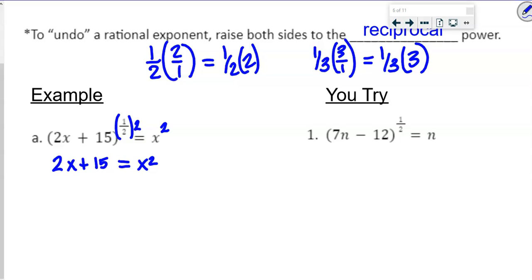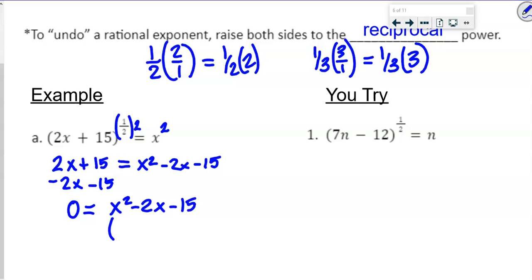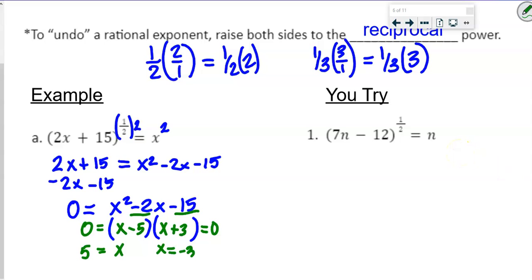So we're going to subtract the 2x and the 15. So that's going to be minus 2x minus 15. So this is going to be 0 equals x squared minus 2x minus 15. So now we're going to factor this. What are the factors of negative 15 that add up to be negative 2? That would be minus 5 and plus 3. And we're going to set both of these equal to 0, if you recall. Okay, so that's going to be x equals 5 and x equals negative 3.